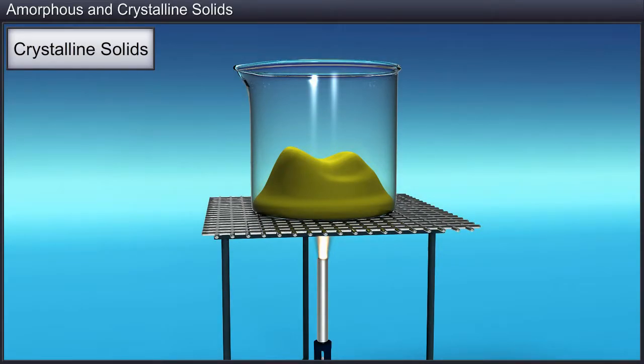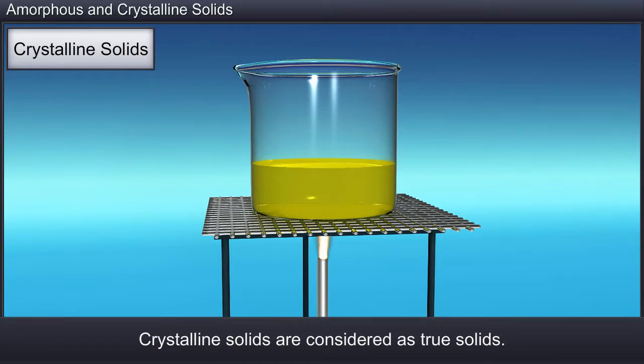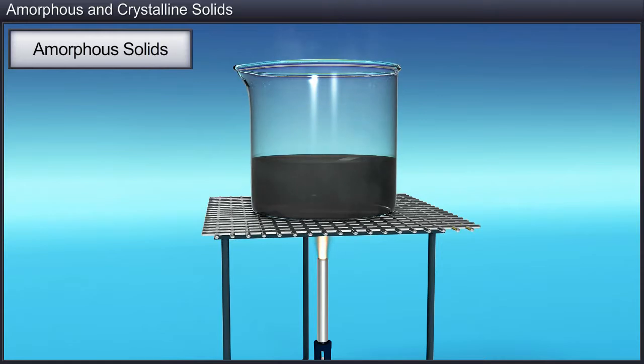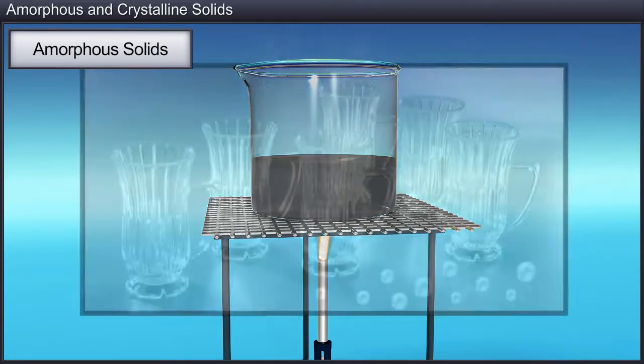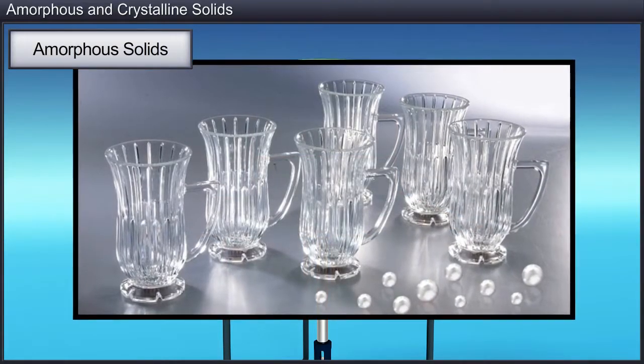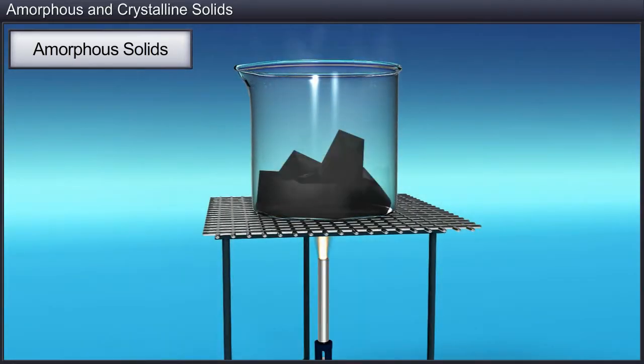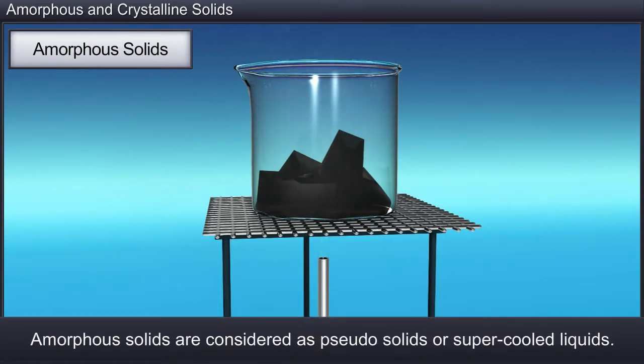A crystalline solid has a sharp melting point. That is, when it reaches its melting point, it immediately changes into liquid form. These are considered true solids. Amorphous solids do not have sharp melting points. These soften over a range of temperature and can be molded and blown into various shapes. These solids behave as crystalline at a certain temperature. These are considered pseudo-solids or supercooled liquids.